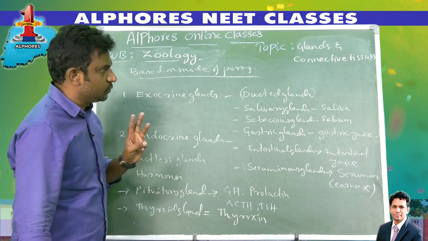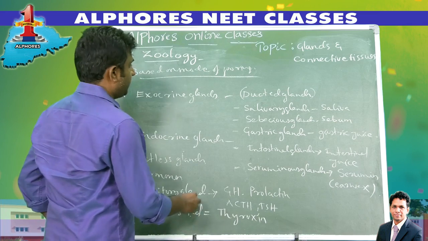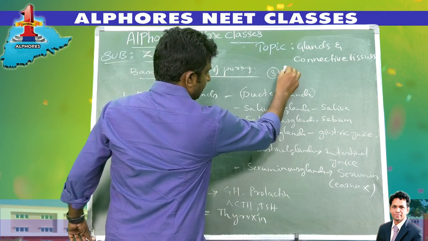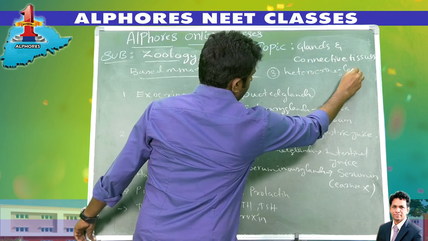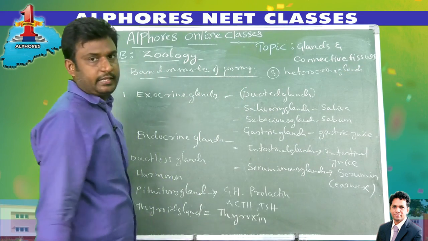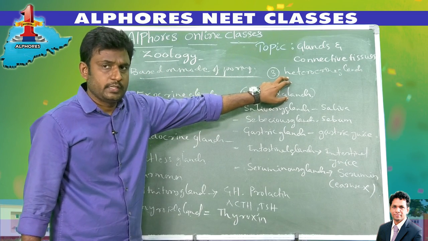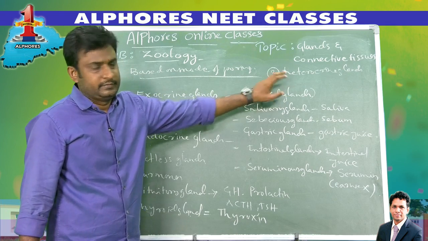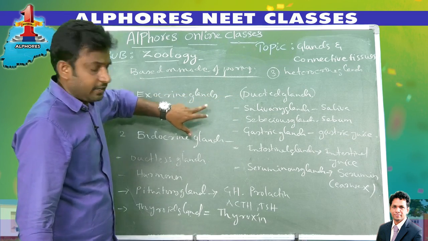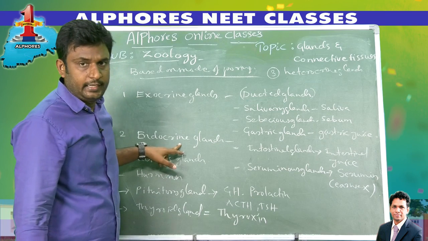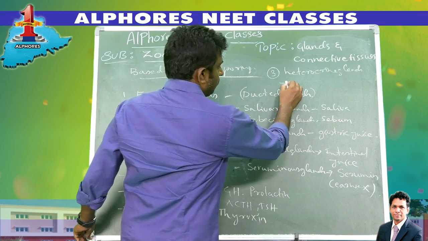So mainly these two types of glands are present in our body, and one more type of gland is also present, which is called heterocrine. Heterocrine means it acts as both exocrine and endocrine. If the ducts are present, those are called exocrine glands. If the ducts are absent, those are called endocrine glands. So heterocrine glands are dual type.